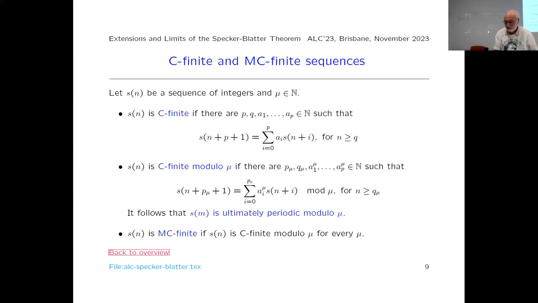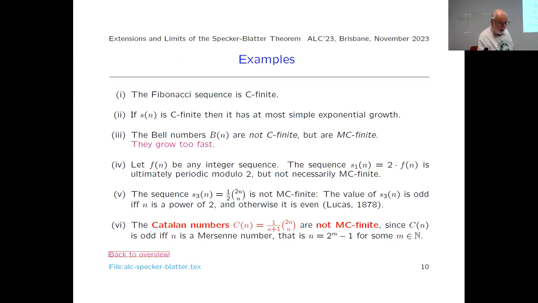Specker didn't name the property, so I tried to find a name which is a bit catchy. Now, here are some examples for you. The Fibonacci sequence is obviously C-finite, it is a recurrence relation of two elements. And you can easily show that if a sequence is C-finite, then it has at most simple exponential growth. The Bell numbers are not C-finite because they grow too fast, but they are MC-finite using generating functions and all the tools of the classical combinatorists. Now let Fn be an integer sequence, then the sequence obtained by multiplying each element by two is obviously ultimately periodic modulo 2, but it is not necessarily MC-finite.